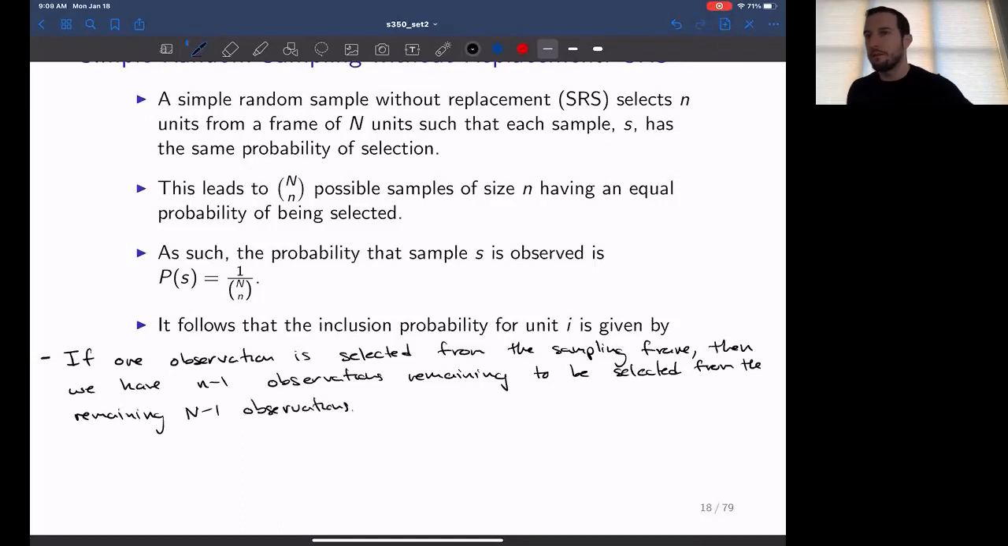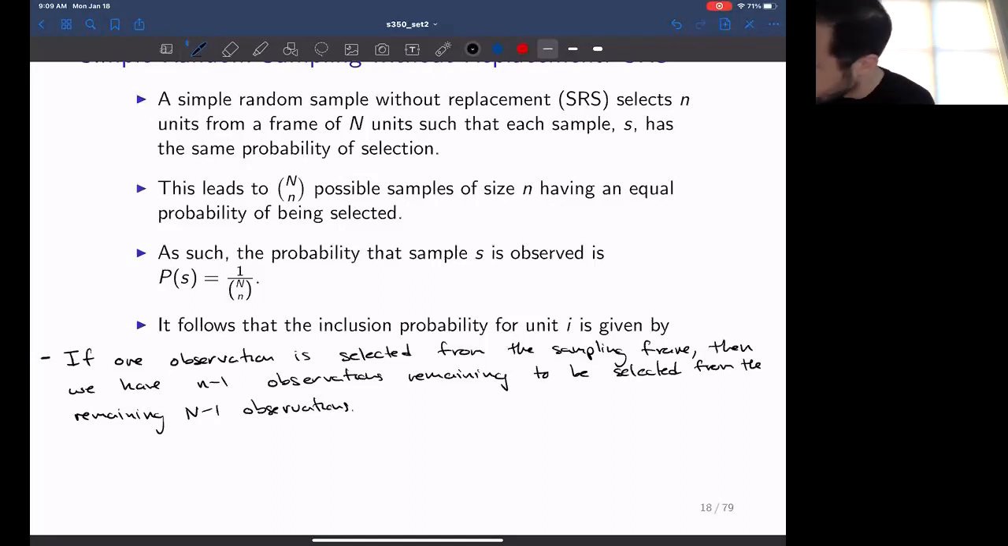Okay, so we have here, if one observation is pulled out from the frame, then there are little n minus 1 observations that are left to be selected from the capital N minus 1 observations that remain in the frame. Again, if the frame size is capital N and you pull one observation out for your sample, we're sampling without replacement. So that means that we only have capital N minus 1 observations left over, and we only have to select little n minus 1 observations to complete our sample.